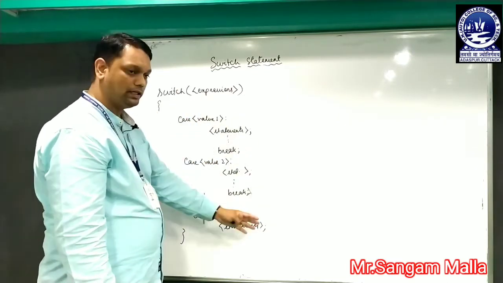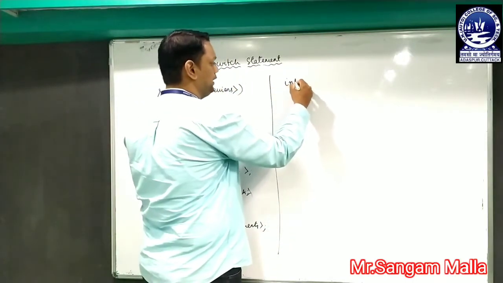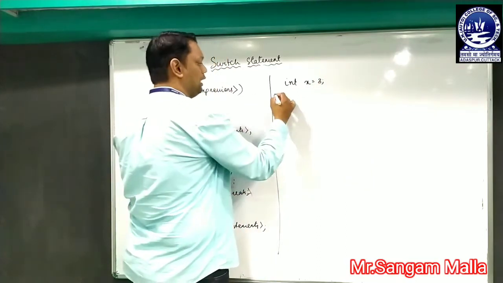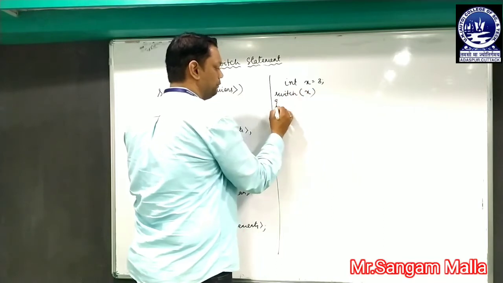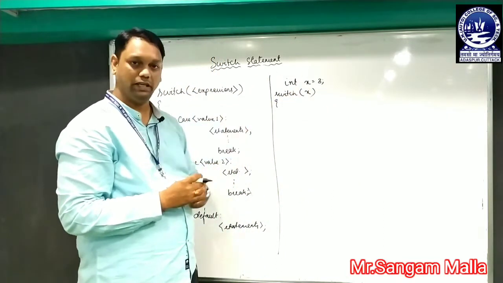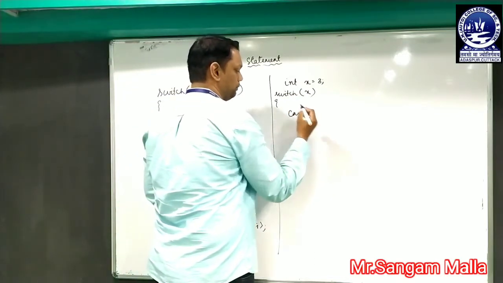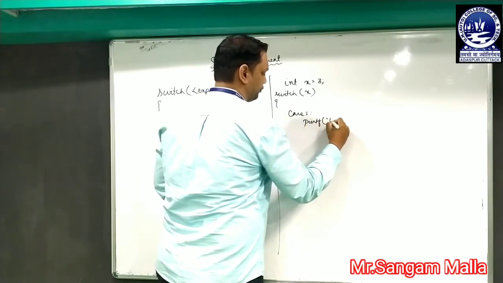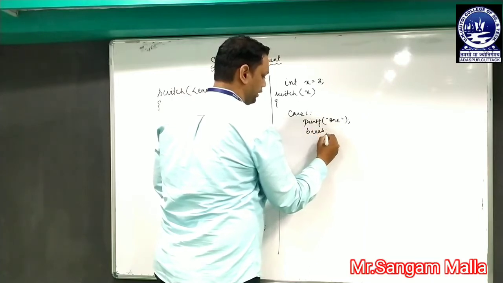Now we will give an example. Let's say I have written int x equal to 3. Now I will write switch x, that means in place of the expression I have taken x. Now I will check the value. Let's say I have written case 1, printf 1, then I have written break.